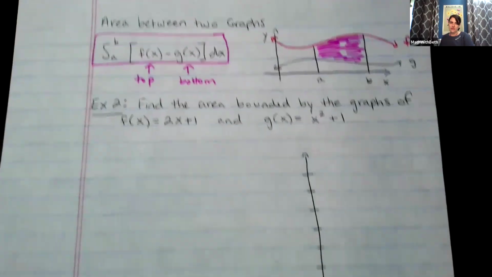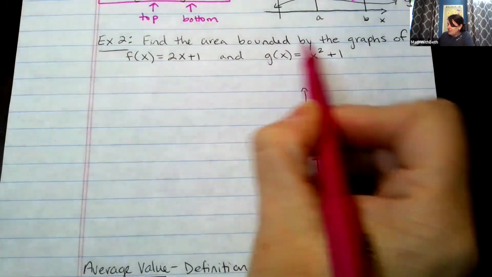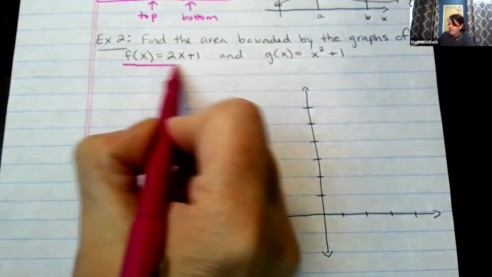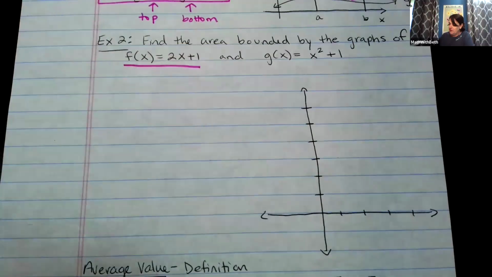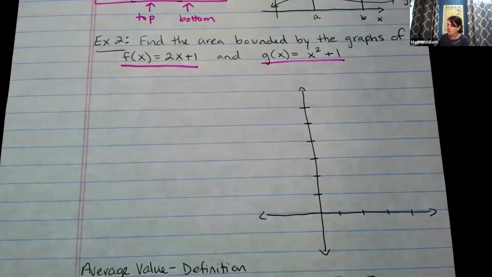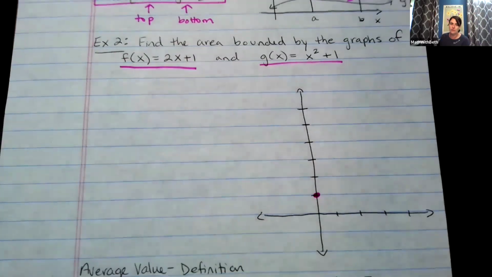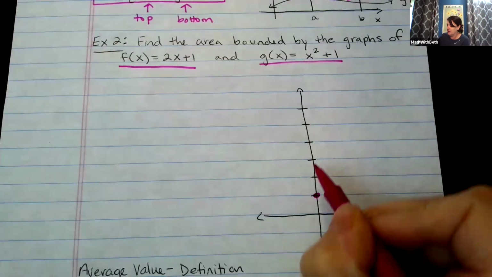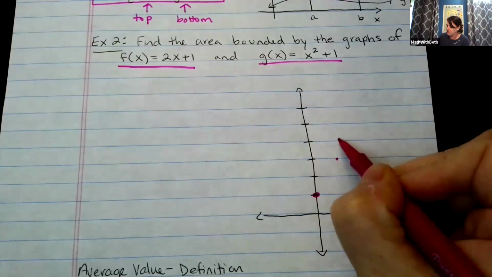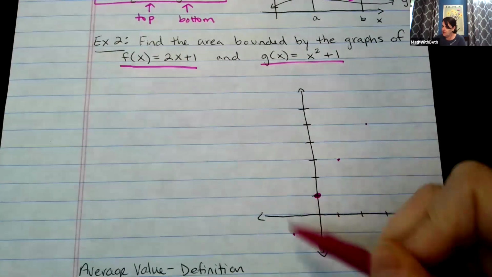So let's do an example. Find the area bounded by the graphs of f of x equals 2x plus 1 and g of x equals x squared plus 1. First I'm going to graph so I can see what it is I'm looking at. The first graph's just a line, so hopefully everyone can graph that. You start at 1, up 2 over 1 because that's the slope. And you could also go down to the left 1.